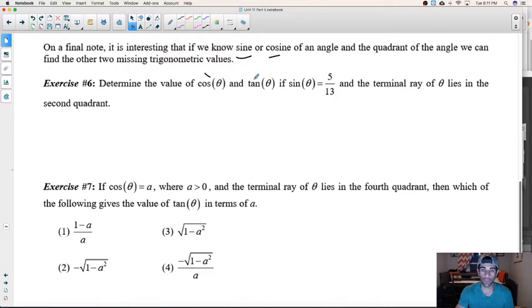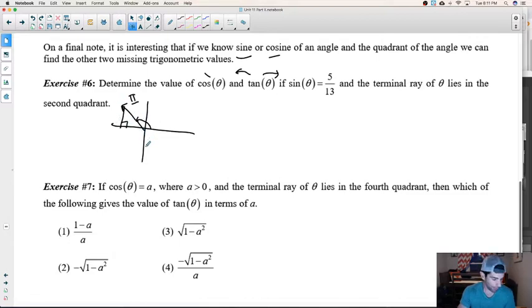The tangent, which I would need sine over cosine, so I would need these two answers to actually figure out the answer. And the terminal ray lies in the second quadrant. Well, remember, the terminal ray is where the angle was. So this is the second quadrant, and that's basically where I am. So if I'm going to now look at this as a right triangle, it would look something like this.